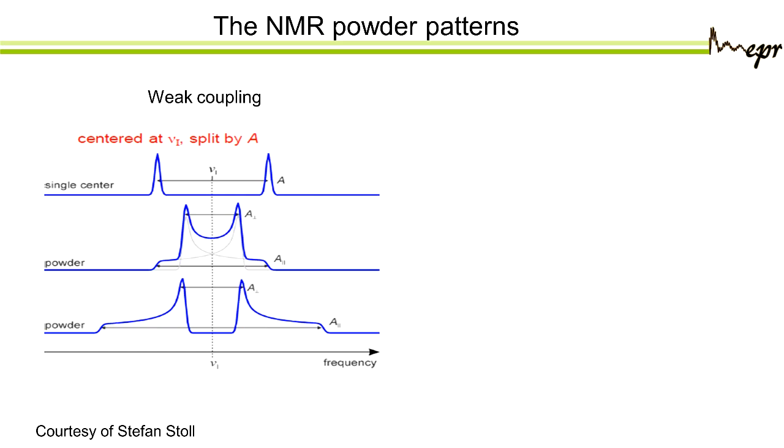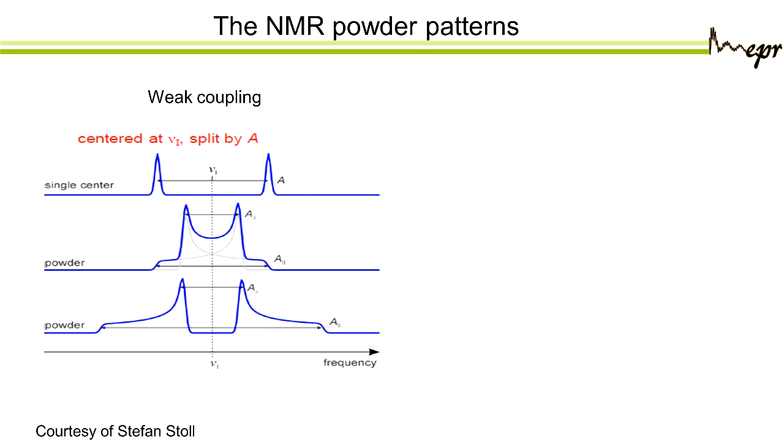Okay, so as we already mentioned before, we can do single crystal, but most often we're working with powders or frozen solution. So then you get a superposition of all possible orientations, and we can see here some simulations. So you see here it's a single crystal. We have two lines, and the splitting is A, and it's centered about the Larmor frequency.